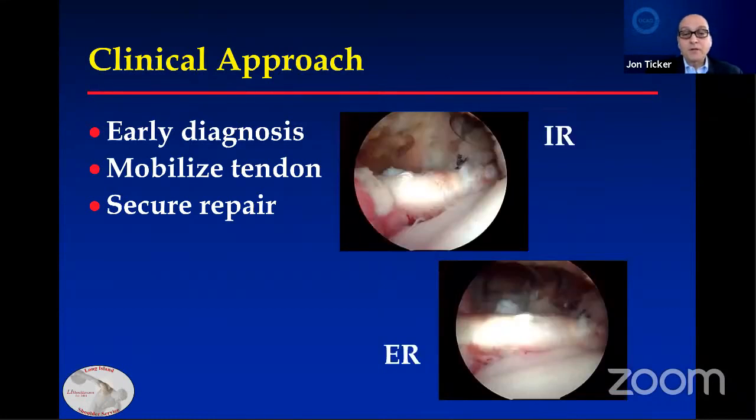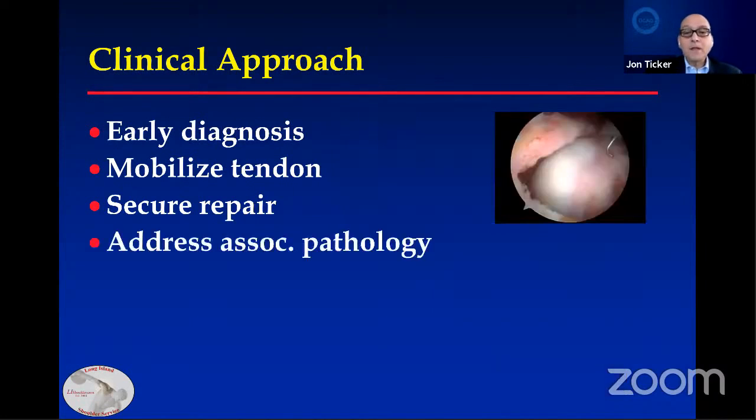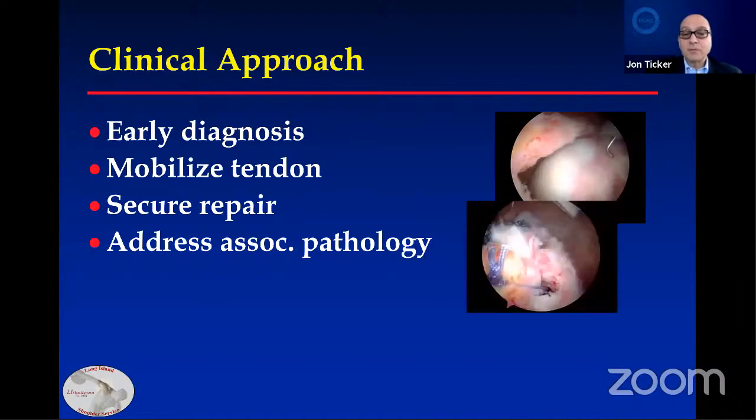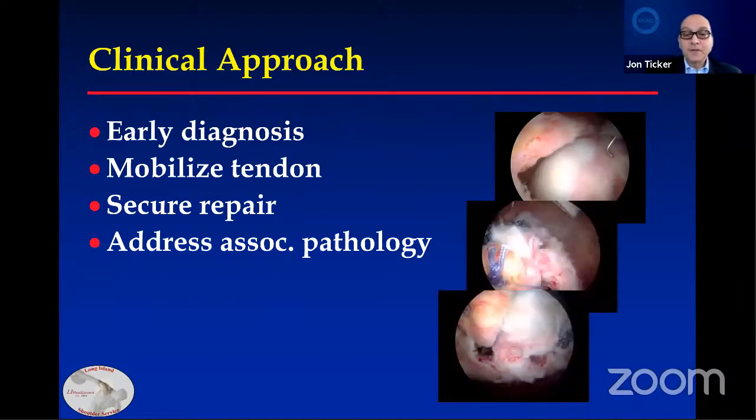This is another repair, an internal external rotation. You want to stress your repair to make sure it's secure. And then you address associated pathology. This is a supraspinatus and infraspinatus repair that you secure down.